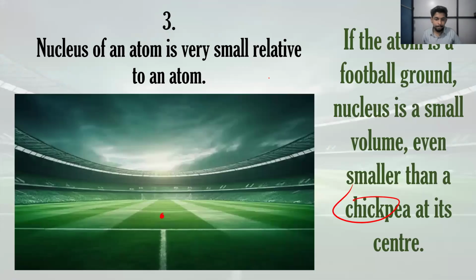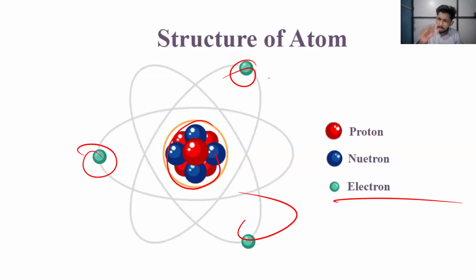Then he compared the size of the atom and the size of the nucleus. He said the atom is like a ground and the nucleus is like a chickpea. For example, can you imagine? Can you observe a chickpea on the ground when you keep a chickpea at the center? No, right? Same like that. Actually, the size of the nucleus will be very small.